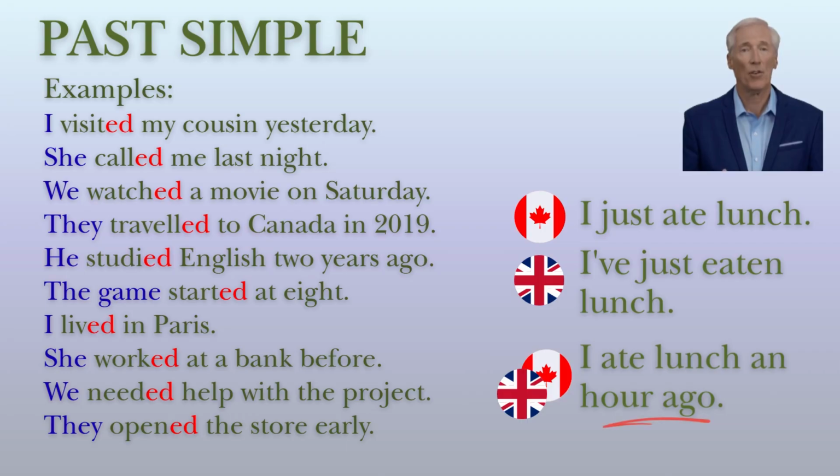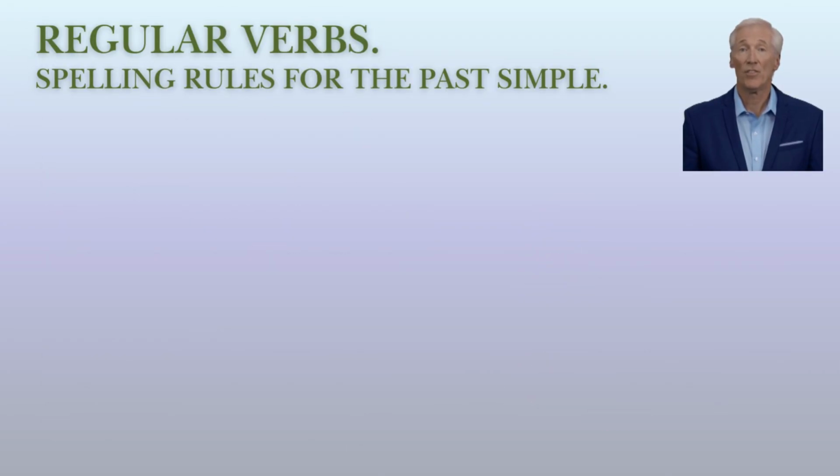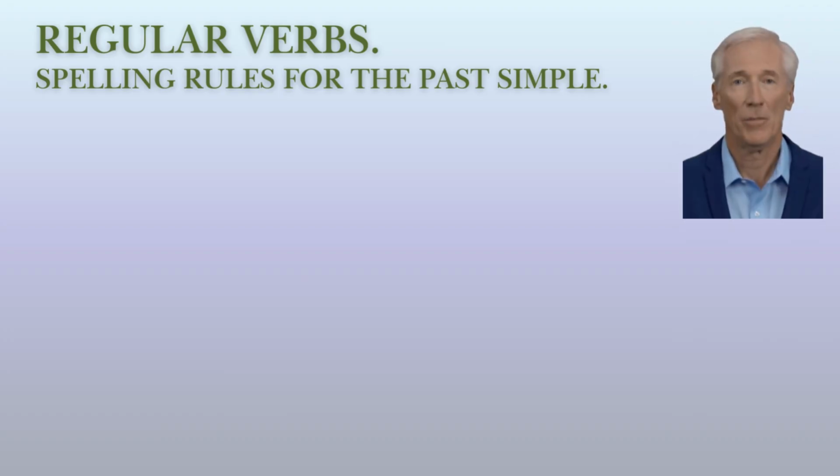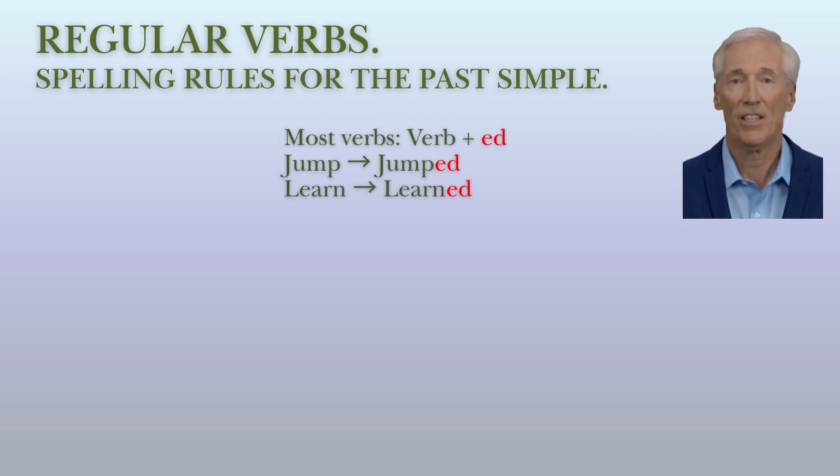Brilliant. Now that we know where and why we use the past simple, let's start with the verbs that follow a nice, predictable pattern, the regular verbs. We'll look at the main rule and the crucial spelling changes. Here are the main spelling rules with clear examples. Most verbs, add ed. For instance, jump, jumped, learn, learned.